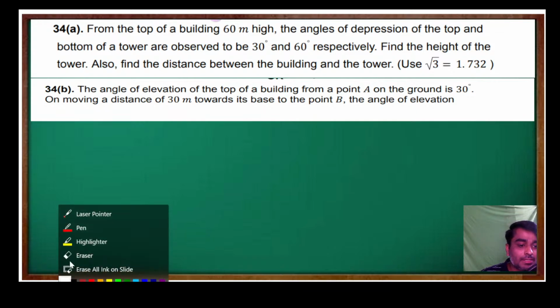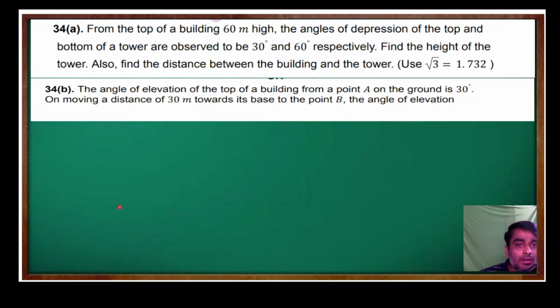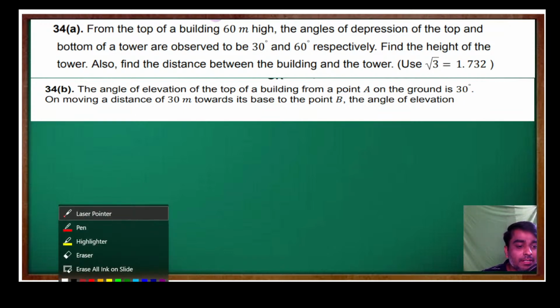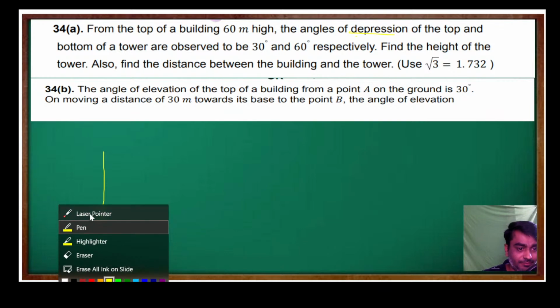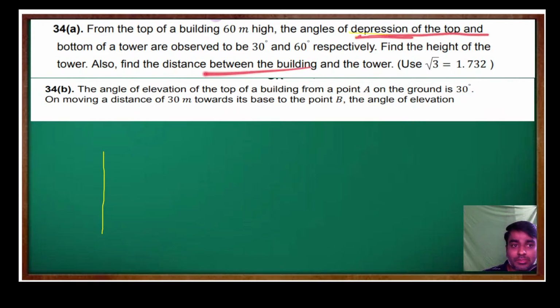Okay, see here there is a question. From the top of a building 60-meter height, the angles of depression of the top and bottom. The building is 60-meter height. So first I will draw a building 60-meter height like this. From the top of the building, the angle of depression, top and bottom, 30 degree and 60 degree. Find the height of the tower.